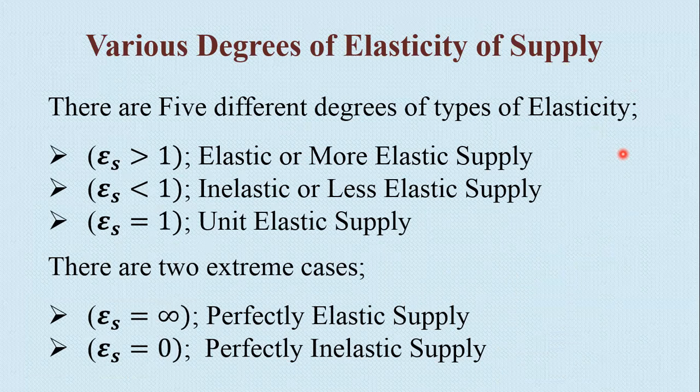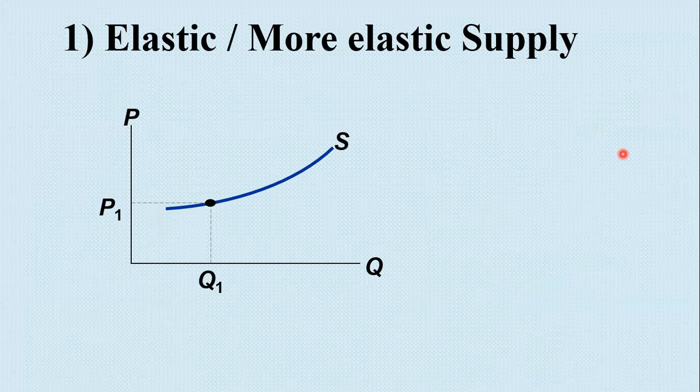Let's start by explaining every one in a different aspect. Number one is elastic or more elastic supply. First of all, to solve how to calculate elastic or more elastic supply, you have to focus on the shape of the curve. You'll see this shape of the curve is more bending towards the quantity axis rather than the price axis.